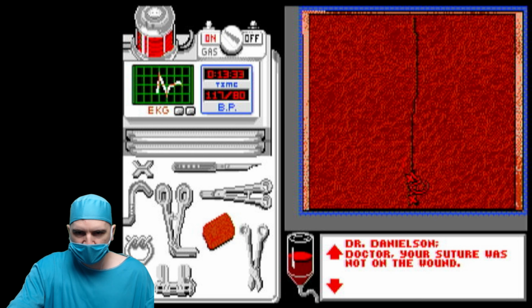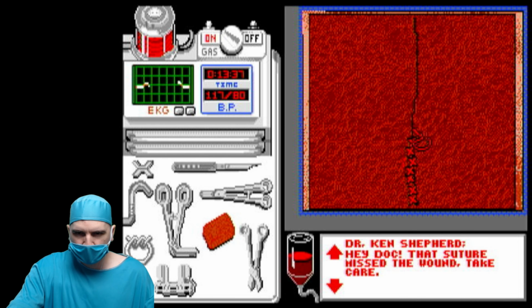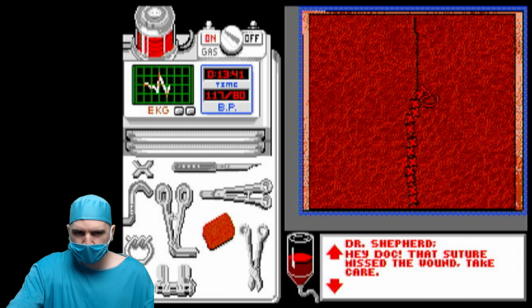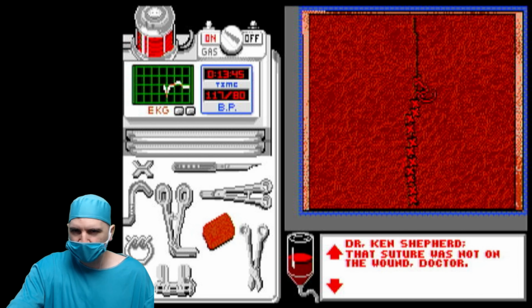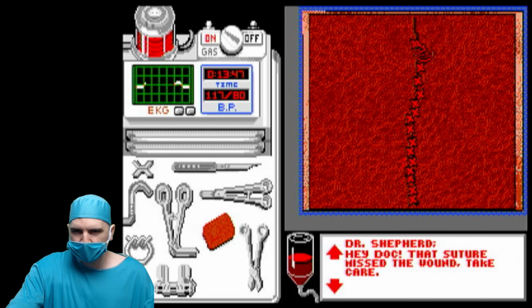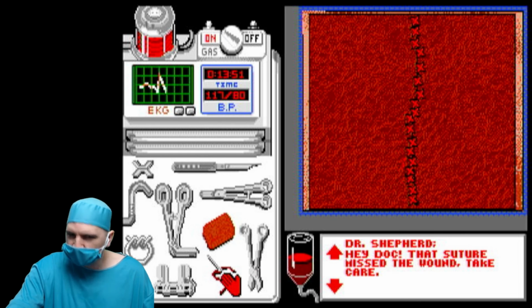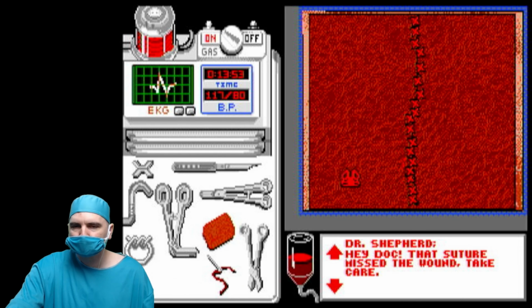That suture missed the wound. Take care. Doctor, your suture was not on the wound. Blood is... yeah, okay. Blood's okay. Heart rate's okay. That suture was not on the wound, Doctor. There you go. Not spectacular, but it'll do.